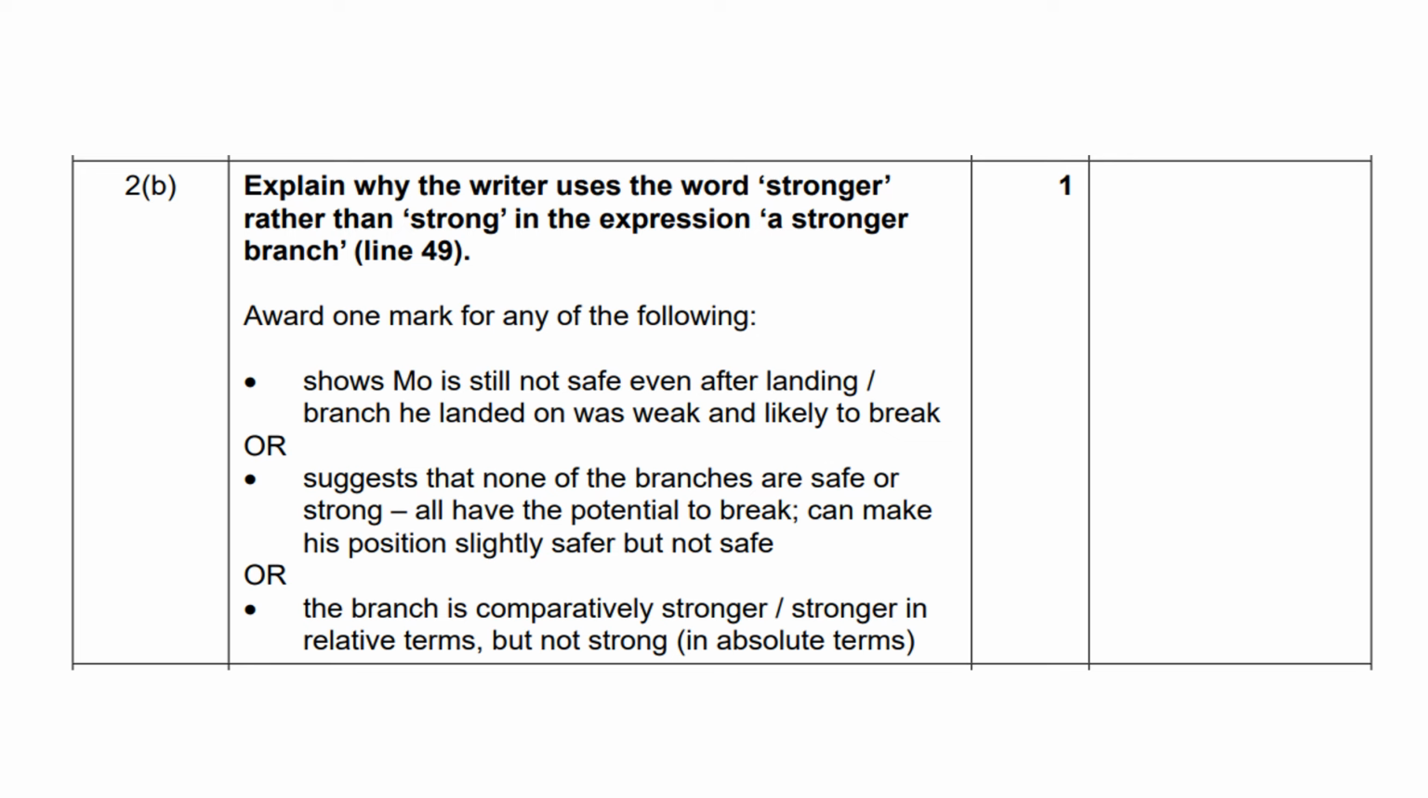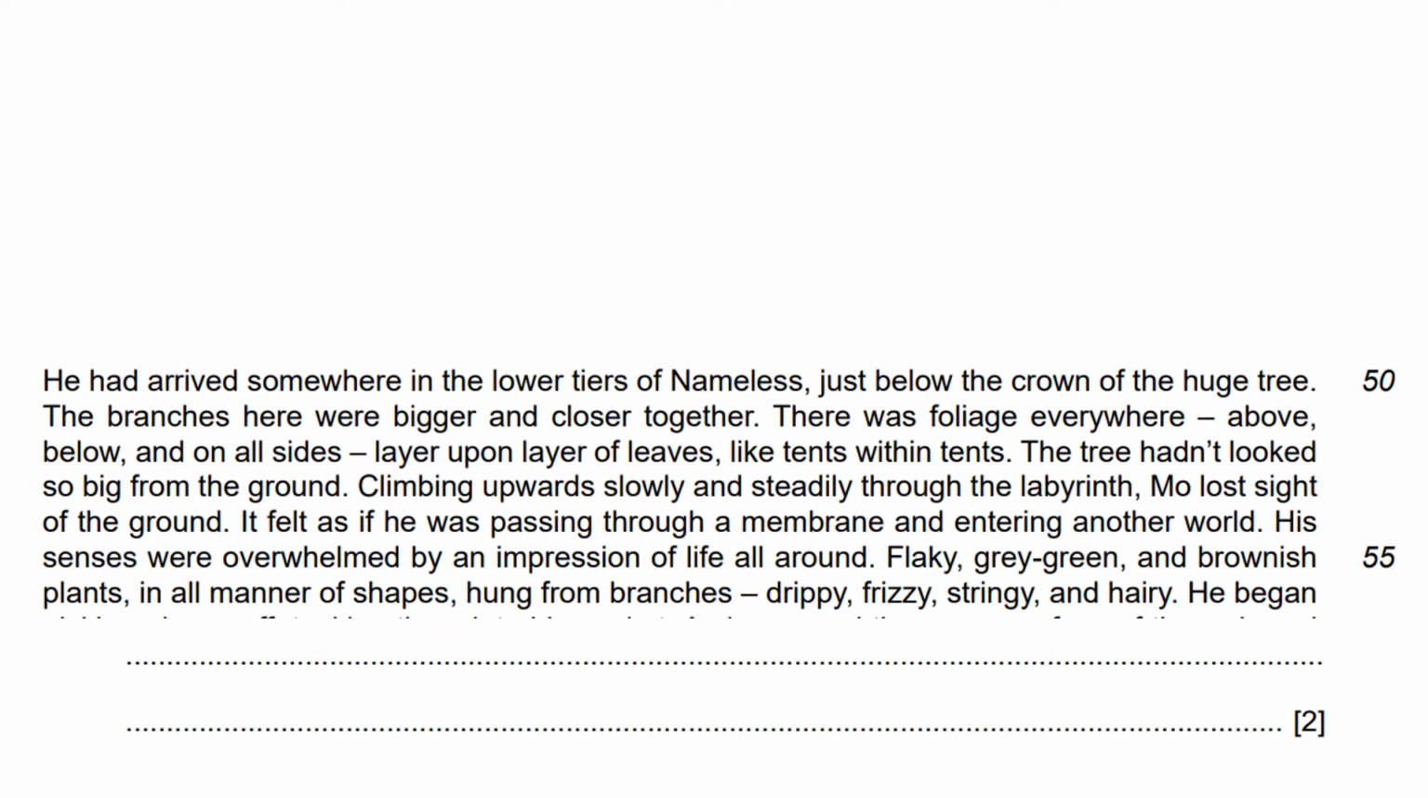So let's see. It shows that Mo is still not safe after landing. The branch he landed on was weak and likely to break. It suggests that none of the branches are safe or strong, all have the potential to break. So any suitable answer here will be taken as a correct answer.